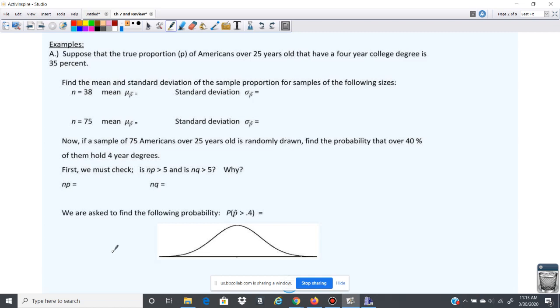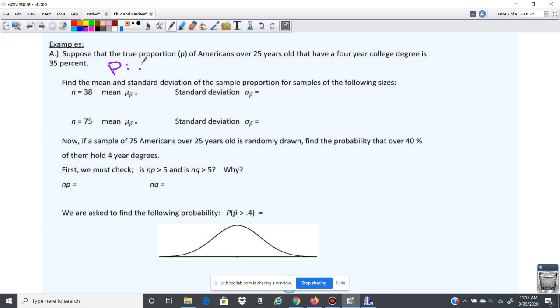So here's the example. It should be on your handout. Suppose that the true proportion of Americans over 25 years old that have a 4-year college degree is 35%. So what we want to do here is say that the proportion of Americans over 25 years old with a degree is 35%. So that's your P. So 35% have a college degree.